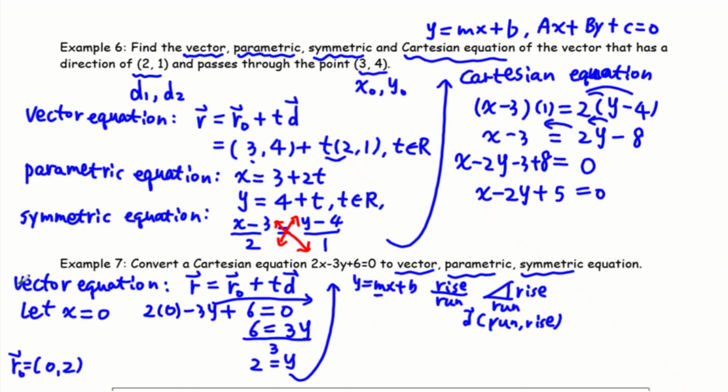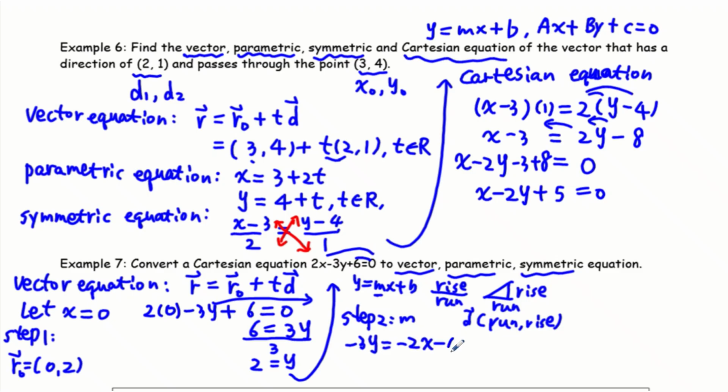So this is step 1, find 1 point on the line. And step 2, we want to find the slope. How to find the slope? We isolate y. So we could move the x and the 6 to the other side.